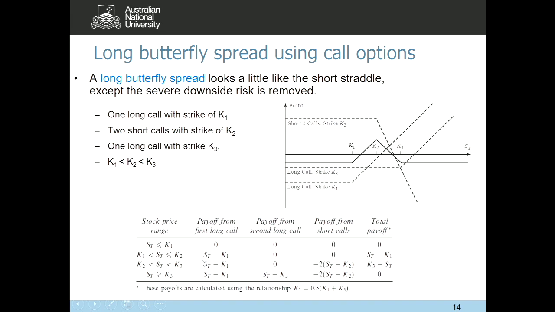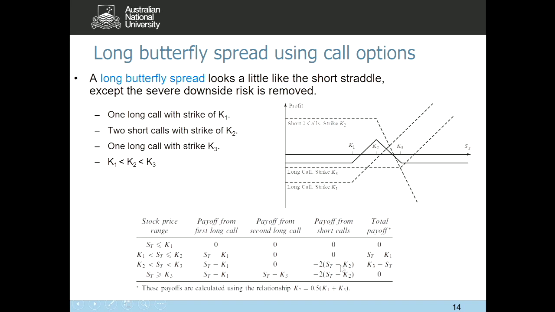What if the share price finishes above K2 but below K3? If it's above K2, the first call that we longed is still in the money, right? It is still in the money, and we're going to exercise that call. We're going to make a payoff of ST minus K1, same as before. However, this time, the two call options that we shorted are also in the money, right? Because that's where the share price gets above K2.